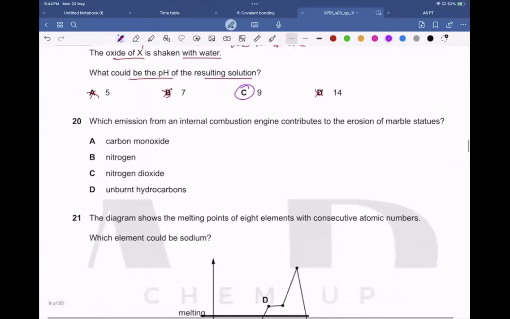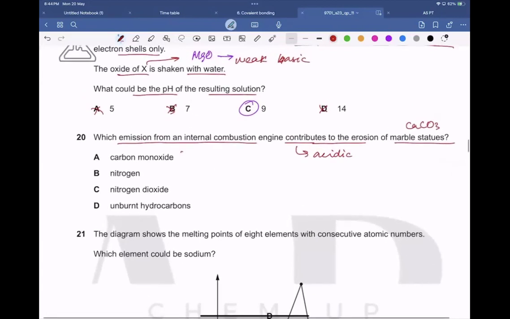Now question number 20. Which emission from an internal combustion engine contributes to erosion of marble statues? Marble statues are calcium carbonate. So it means the one which contributes must be an acidic gas. Carbon monoxide is neutral, so A is wrong. Nitrogen has nothing to do with it, so it's wrong. Unburnt hydrocarbons are also neutral, so it's wrong. So then C can be the correct answer.